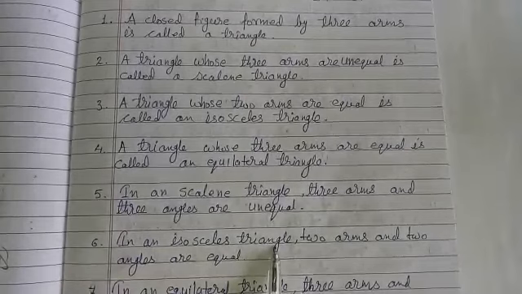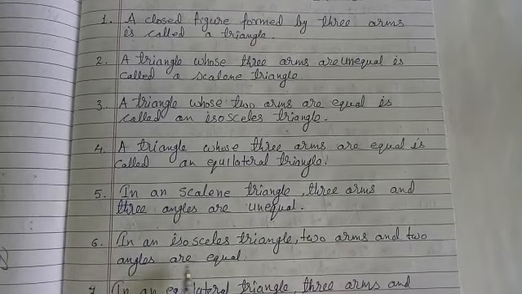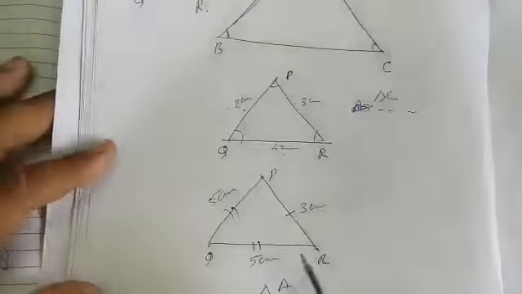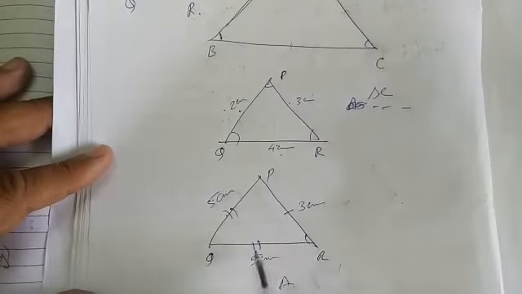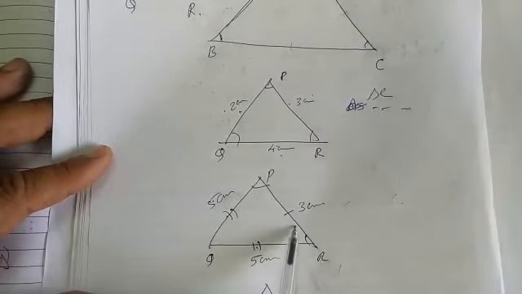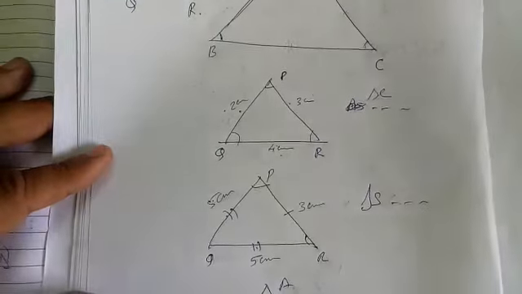In an isosceles triangle, two arms and two angles are equal. That is called an isosceles triangle.